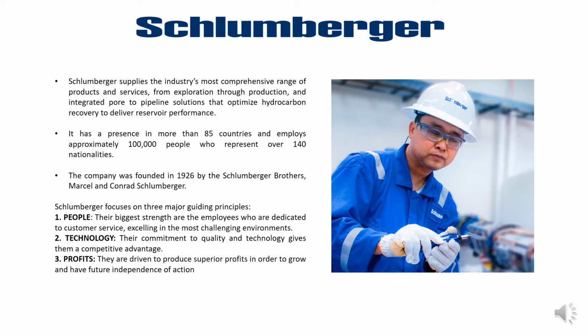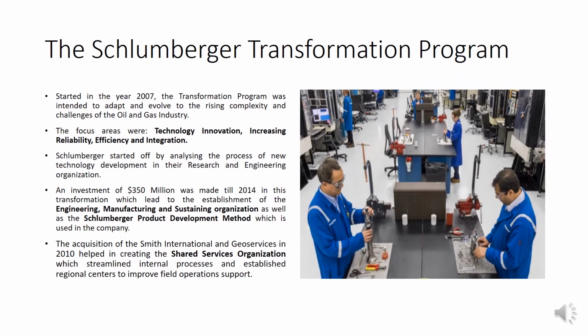Schlumberger focuses on 3 major guiding principles: their people, technology, and profits. The Schlumberger Transformation Program. In the year 2007, the transformation program was started in order to adapt and evolve to the rising complexity and challenges of the oil and gas industry. The main focus areas for Schlumberger were technology innovation, increasing reliability, efficiency, and integration.